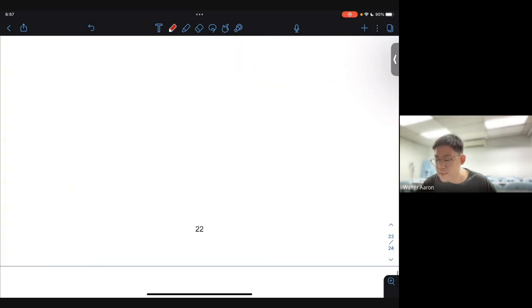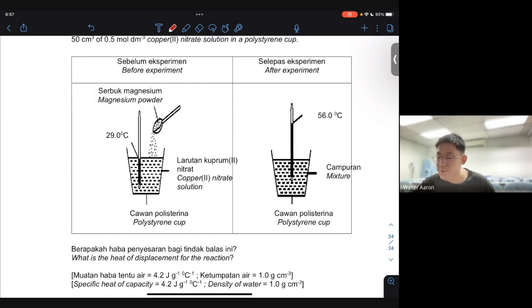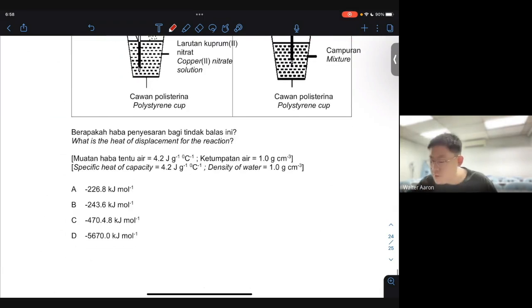Okay. And the last question, number 40. The diagram shows the thermometer readings when excess magnesium powder is added into 50 cm cube of 0.5 mole per dm cube of copper 2 nitrate solution in a porcelain cup. Magnesium powder is added into copper 2 nitrate, and there's supposed to be a displacement reaction, because magnesium is more reactive than copper and is able to displace copper out from its own salt. You see the initial temperature of the solution is 29, and after that it rose to 56. So what is the heat of displacement for the reaction?